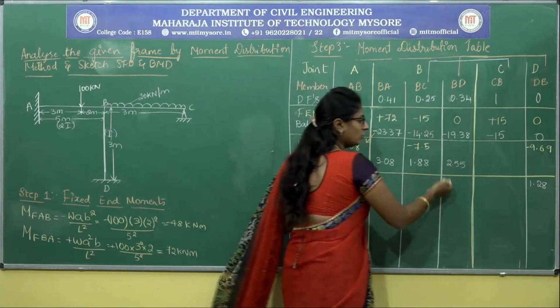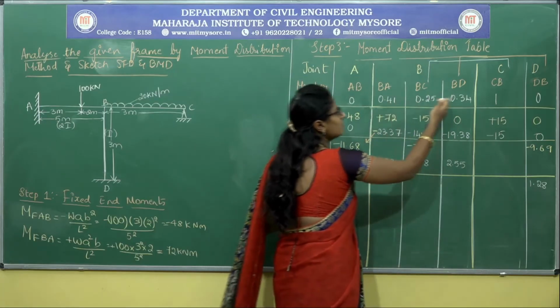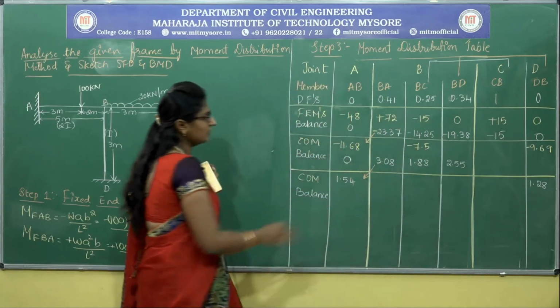Next step is to balance. There is no unbalanced moment to balance it and divide it with respect to its distribution factors. Therefore, we can stop the step here.